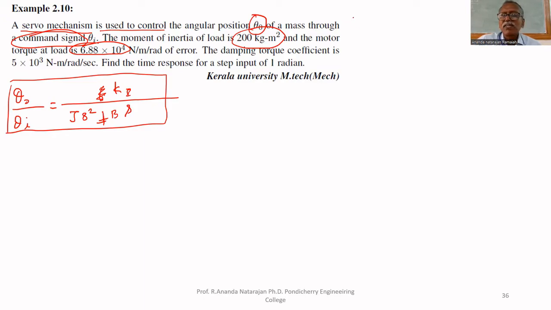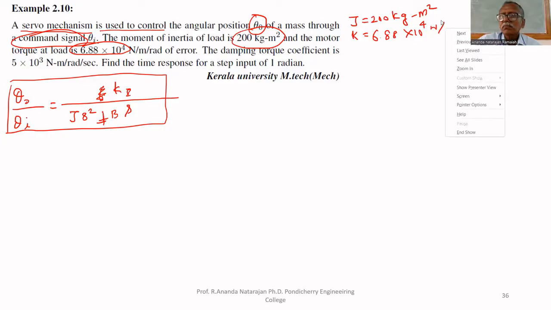What all is given? The moment of inertia J equal to 200 kg meter square. And the motor torque K equal to torque at load equal to 6.88 into 10 power 4 Newton meter per radian. And damping coefficient B equal to 5 into 10 power 3 Newton meter per radian per second.